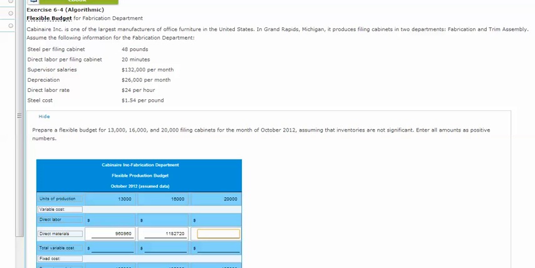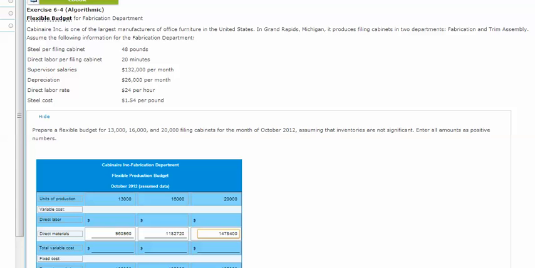I'm dividing, sorry. Okay, I got my calculator working. So it's 1,478,400. Again, I'm taking the level of production, 20,000, times the 48 pounds, times $1.54 per pound.